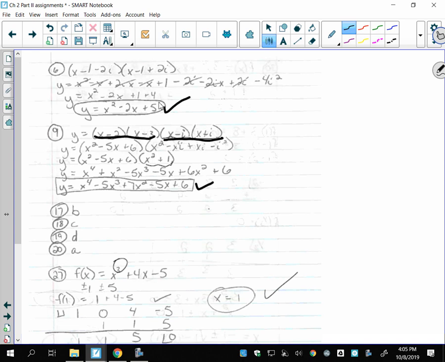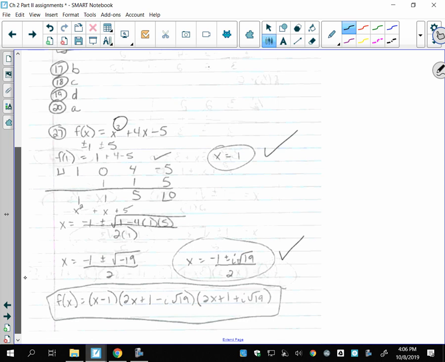If you have an i left in your answer, you know that somewhere the math has gotten messed up, so you just have to go back and check your work. Also remember it's a function, so it has to say y equals or f of x equals, or you don't get the right answer here. 17 through 20, just checking the multiplicity. I believe those are the answers.